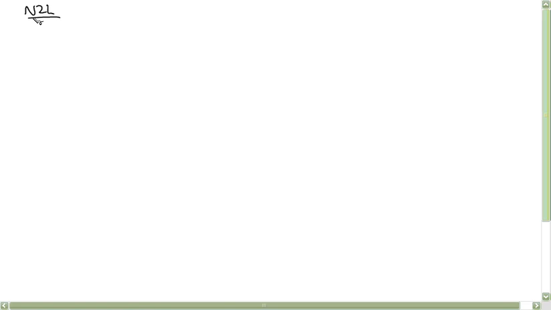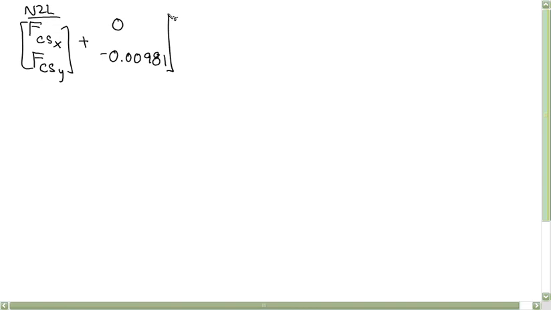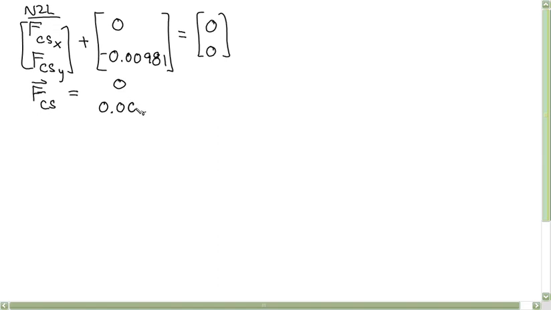Now after the free body diagram's done, you can go to Newton's second law, and you get F on the chunk by the surroundings, X and Y, plus 0, -0.00981, is equal to 0, 0. So FCS is equal to 0, positive 0.00981. Okay, so this is sort of a simple example. That's not a very interesting result. It just says the surroundings of the table have to hold that piece up. It just has to counteract gravity. But that's how you solve that.